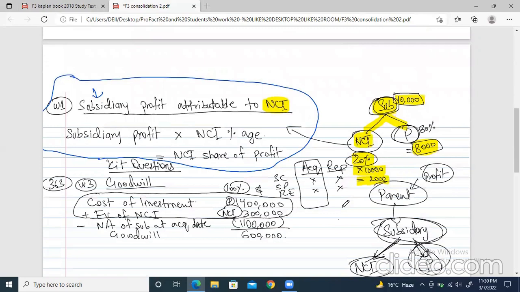Okay, so is it just the percentage of it? Yes, exactly. Just the percentage of it is what the NCI gets over here. Now, what is the formula? Don't worry, I'll explain it in the questions as well, in a short while.